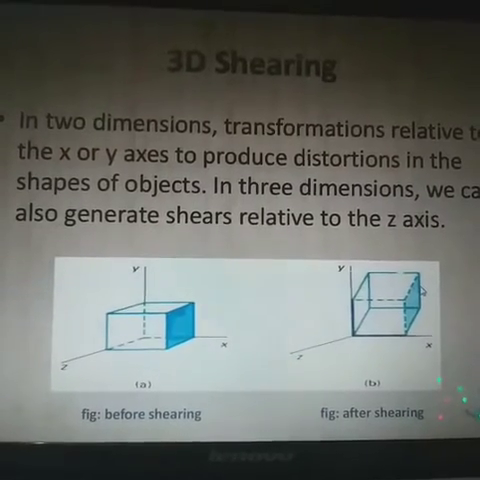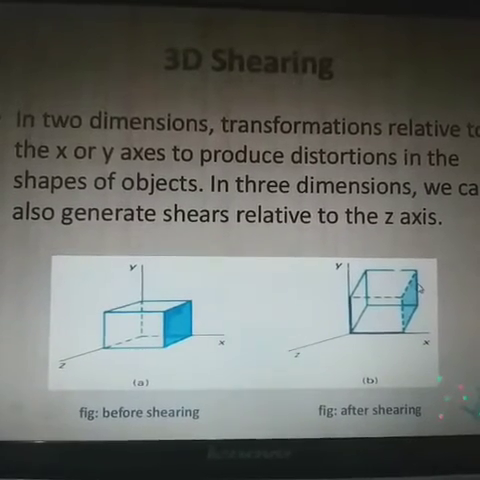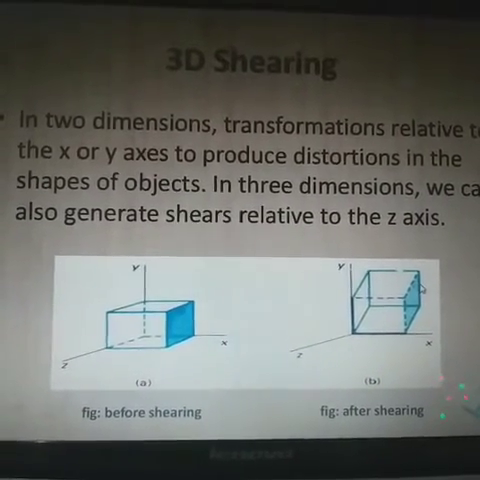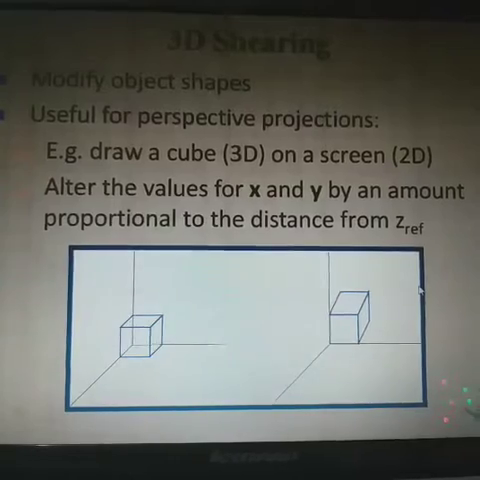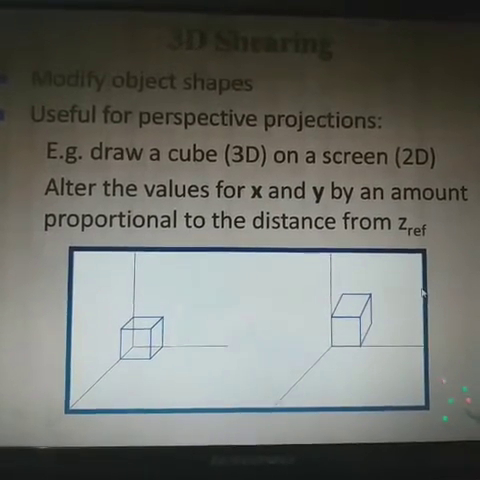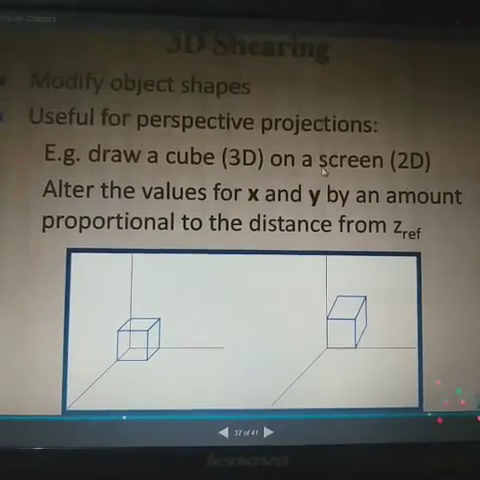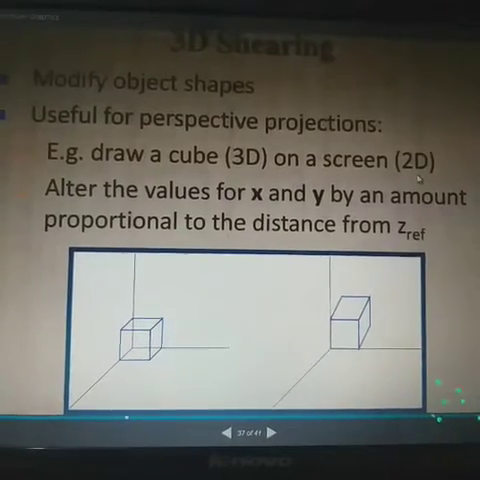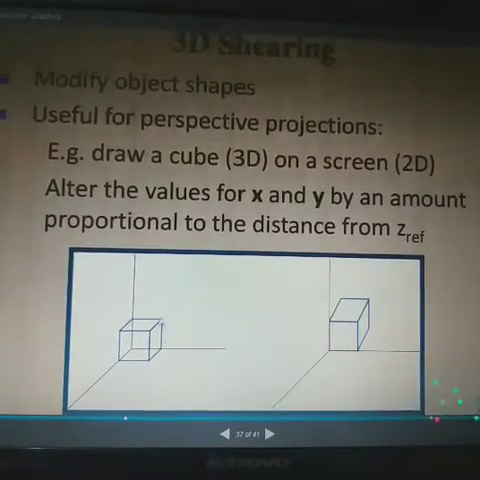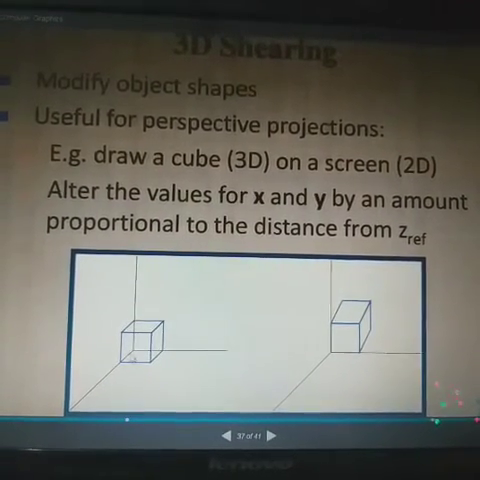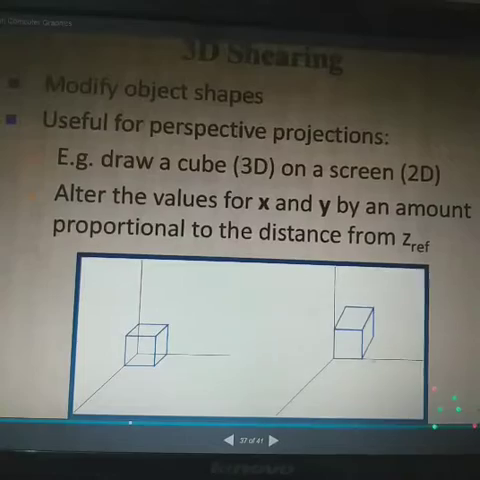This concept is also explained briefly in the case of the two-dimension transformation. The concept is the same, only a coordinate is added. To modify an object, shearing is useful for perspective projections. For example, we draw a cube on a screen. To draw a three-dimension cube on a two-dimension screen, the shearing process is also used. In the three-dimension plane, this cube is represented like this. If you want this cube on a two-dimension plane, the x and y plane, then the representation is like this.